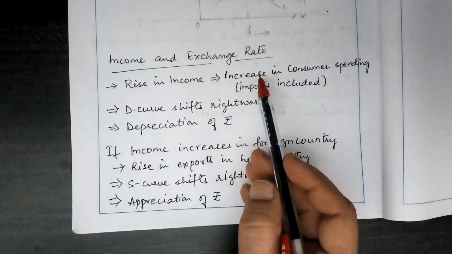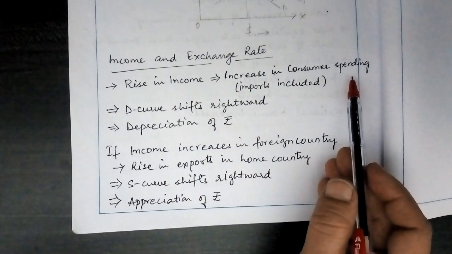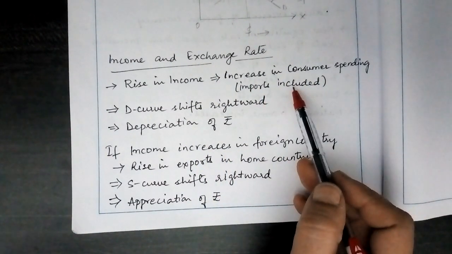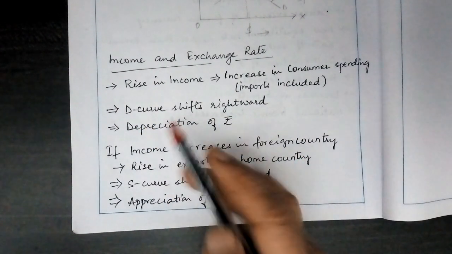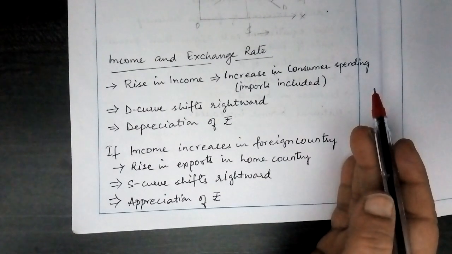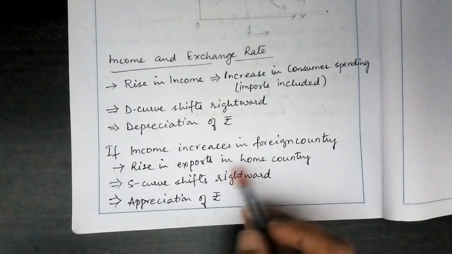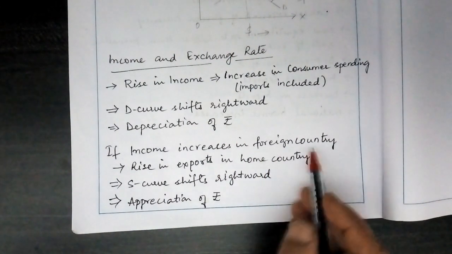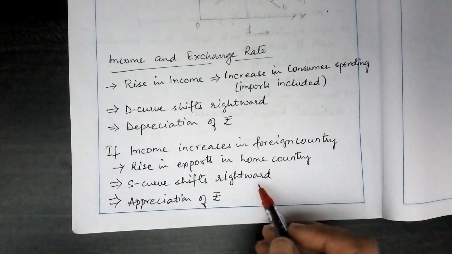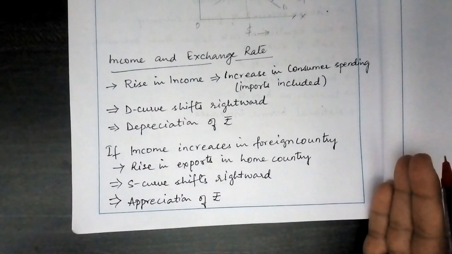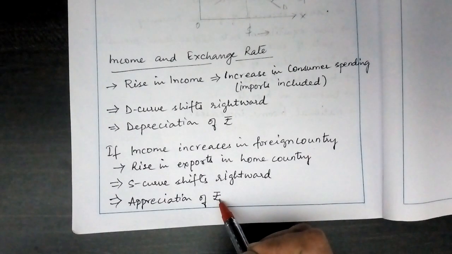Income also influences the exchange rate. A rise in income would imply an increase in consumer spending. Consumer spending also includes imports. So there will be a shift in the demand curve towards the right. A rightward shift in the demand curve would mean depreciation of rupee. And if the income increases in the foreign country, we will find a rise in exports in the home country. So we can export more, and the supply curve shifts rightward. A rightward shift in the supply curve would mean appreciation of rupee.